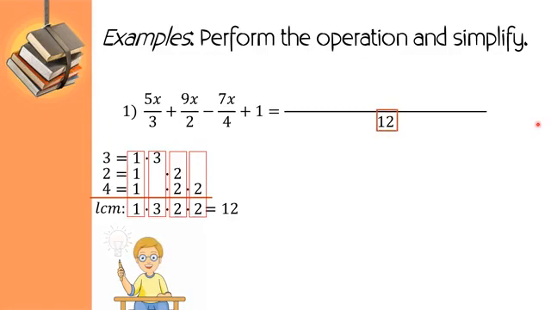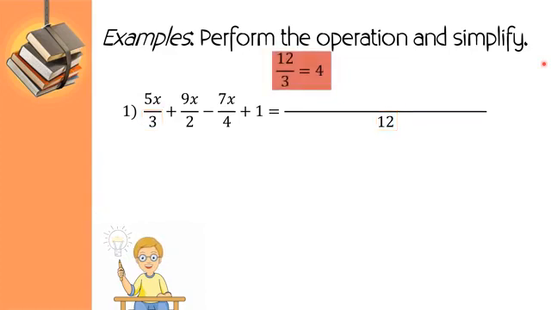Our next step is to divide our LCM by the denominator of the first fraction, that is 3. After dividing, we multiply the result by the numerator 5x. So 12 divided by 3 is equal to 4. We write 4 times the numerator, 5x.